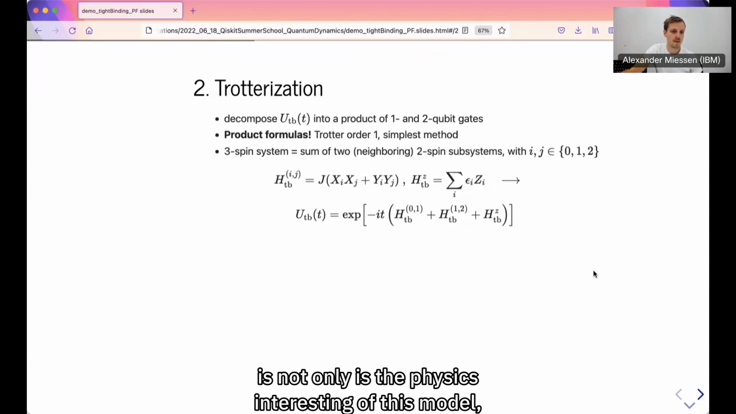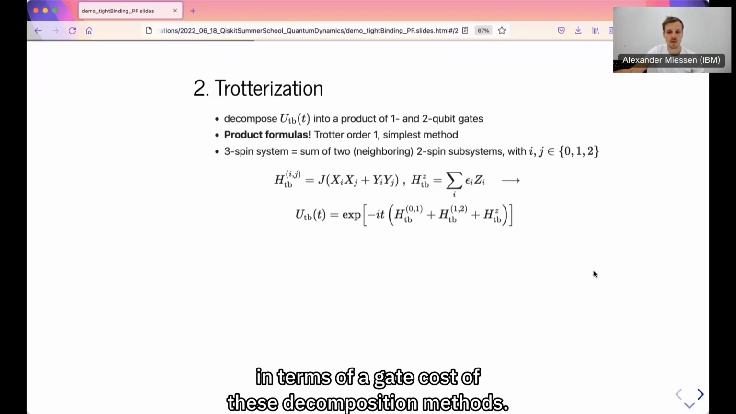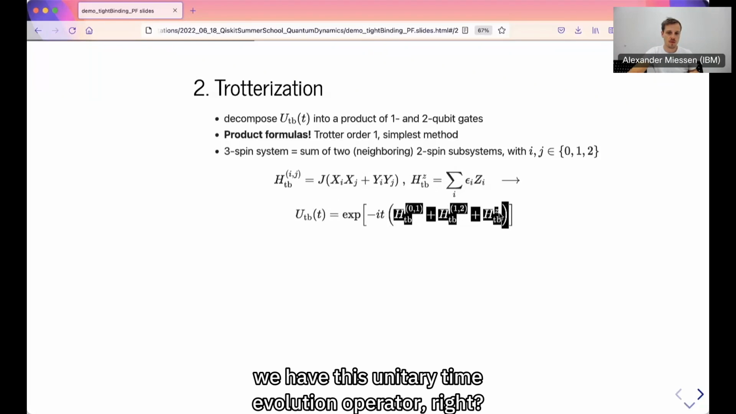and the reason why I wanted to show this model together with a product formula is not only that the physics of this model is interesting, but also that the Hamiltonian is the perfect example to show why product formulas are so strong, even though they have kind of the worst scaling in terms of gate cost of these decomposition methods. So the goal is to implement this unitary time evolution operator. With this Hamiltonian here, we have this unitary time evolution operator, right?